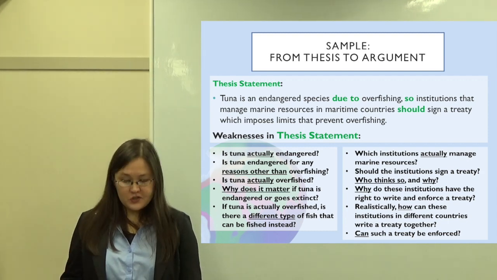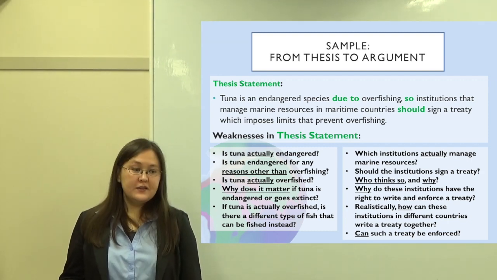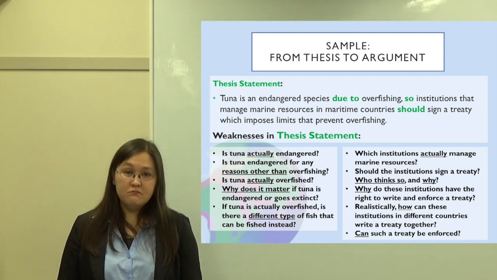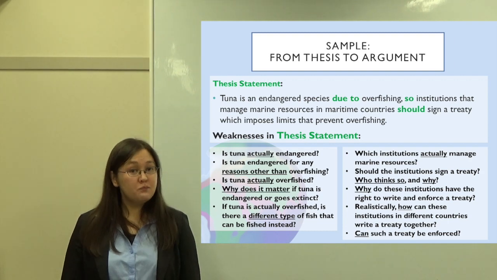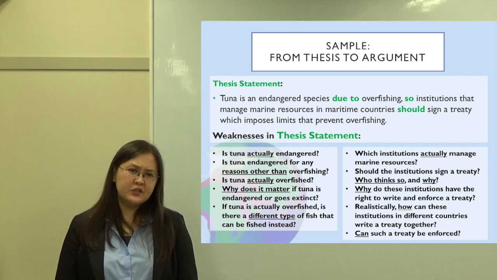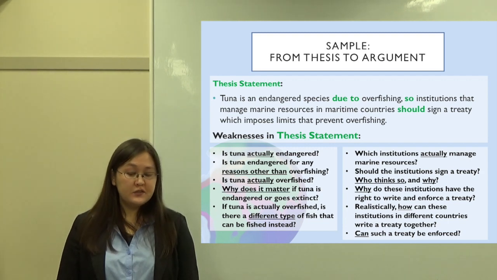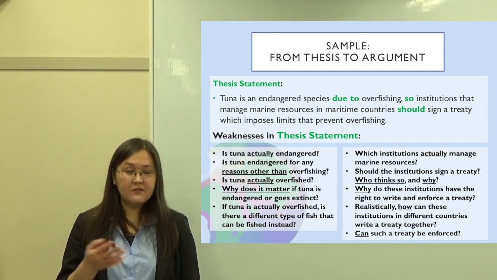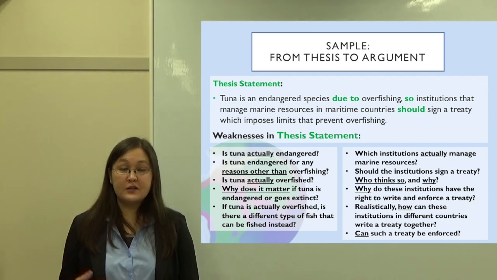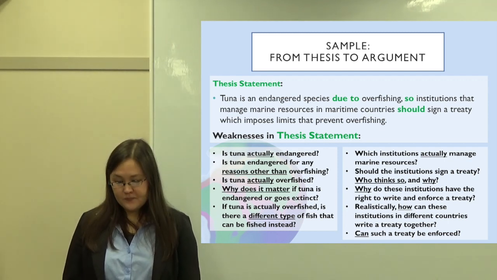If tuna is actually overfished, well, is there a different kind of fish that we can catch and eat instead, so tuna does not have a large impact? Which institutions actually manage the marine resources? Is it true that maritime countries have these kinds of institutions? If so, which countries have them? Which countries don't have them?